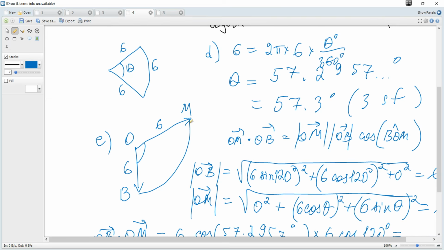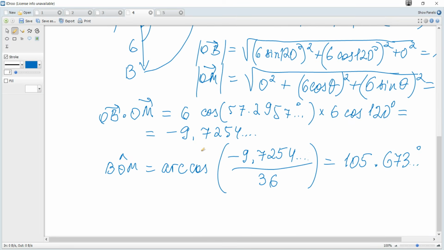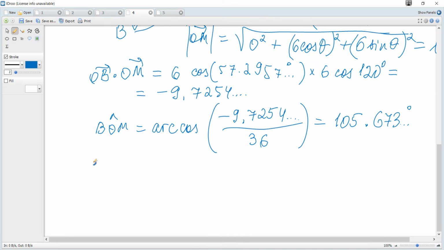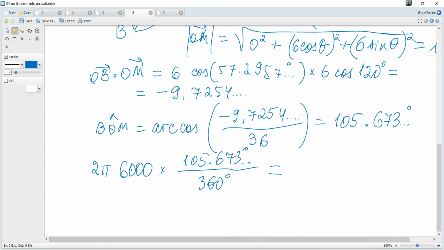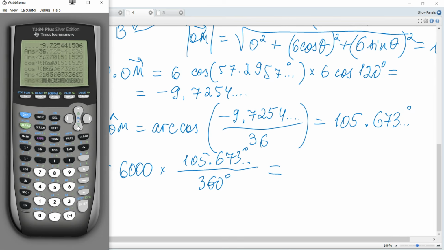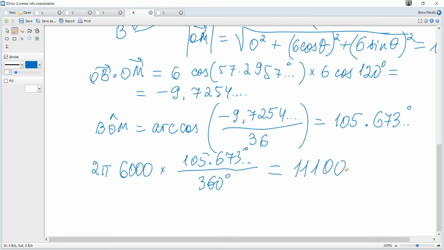Why? Because we need the length of this arc, and it's 2 pi r times our angle in degrees divided by 360. And it's given to 3 significant figures.